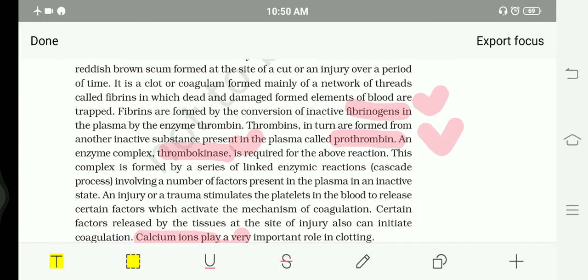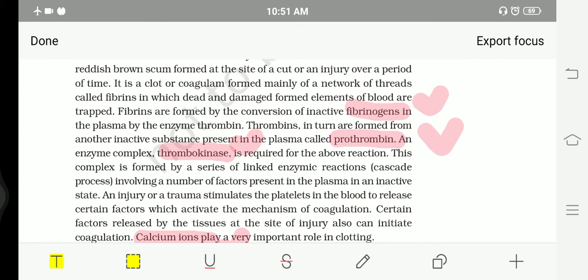The fibrinogens are converted into fibrin. The fibrinogens are the inactive form and the fibrins are the active form. This conversion process is carried out by thrombin. Thrombin is able to convert the inactive form, fibrinogen, into the active form, fibrin.